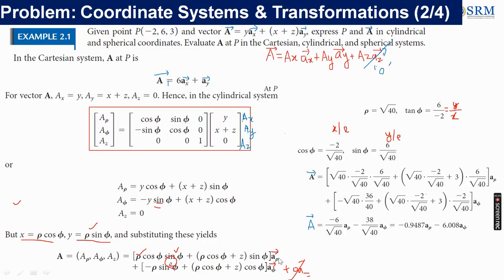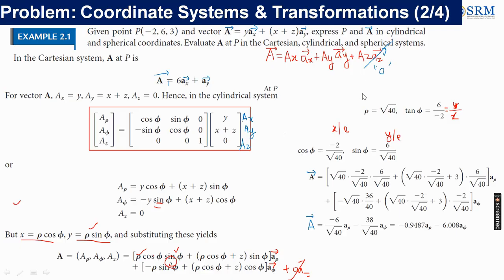Sine phi is there into a rho cap plus minus y into sine phi. Minus y means y is rho sine phi, and already one sine phi is there. So it turns out to be minus rho sine square phi plus, for x it is rho cos phi, plus z into cos phi into a phi cap.